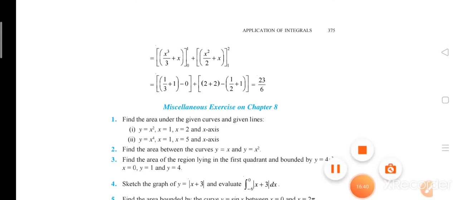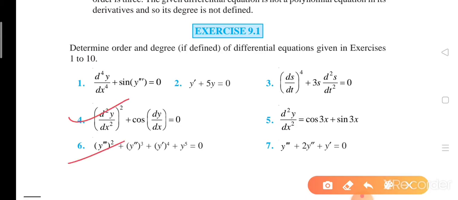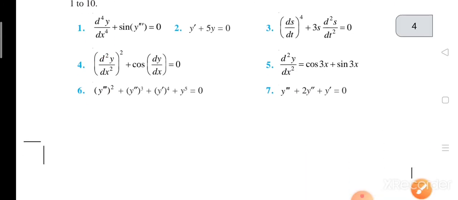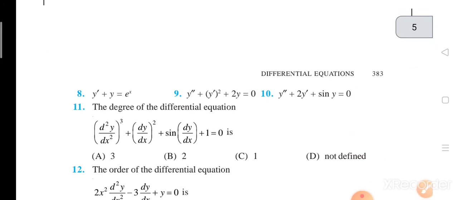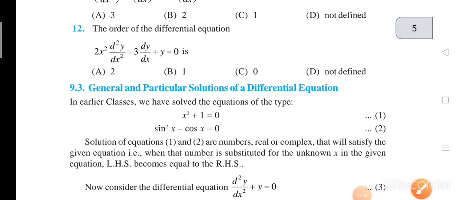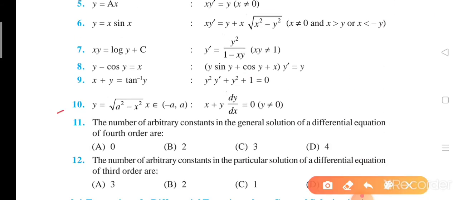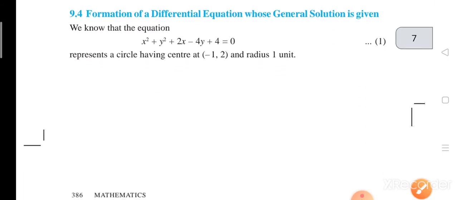Now chapter 9. Differential equations. Exercise 9.1, all previous examples, and from here question number 4, 6 and 7. And order of differential equation, you can do this one. Question number 12. Now we have the 9.2 exercise which you have to do. From here question number 4, 6, 10 and 12. You have to do these problems.